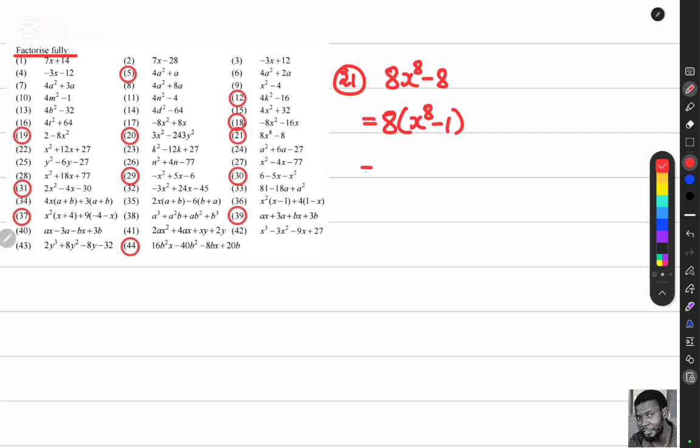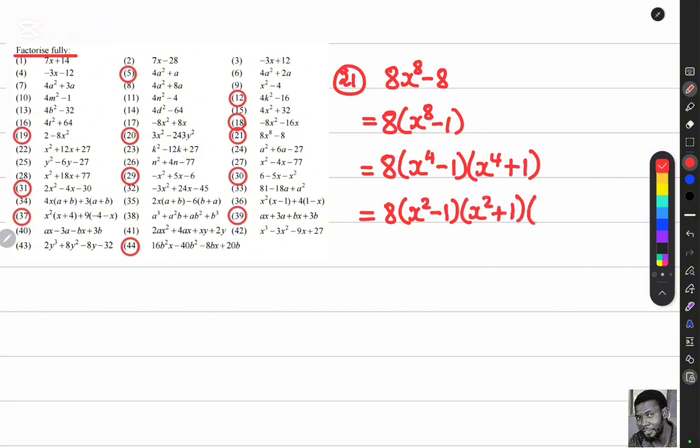So this will be 8 times (x to the power 4 minus 1) times (x to the power 4 plus 1). You can see you're still going to have the difference of 2 squares. That will be 8 into (x squared minus 1), (x squared plus 1) and (x to the power 4 plus 1).